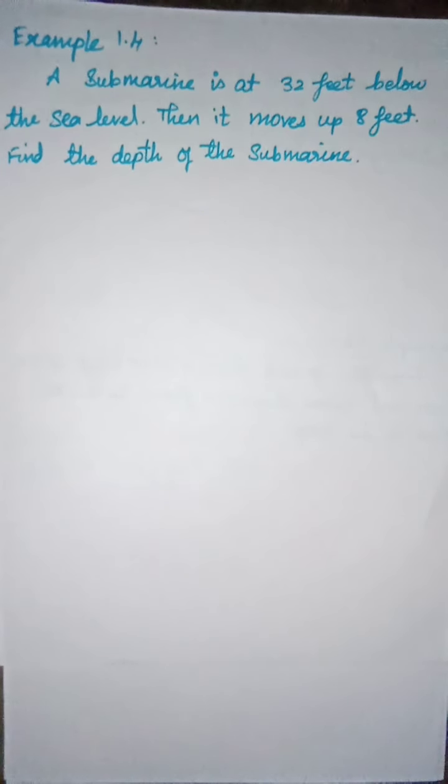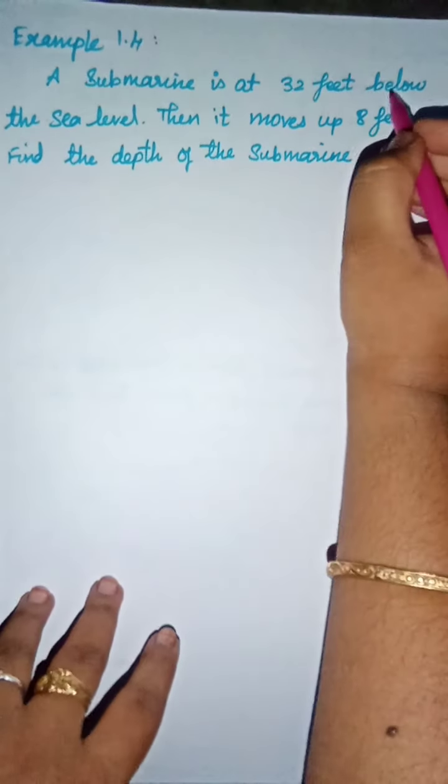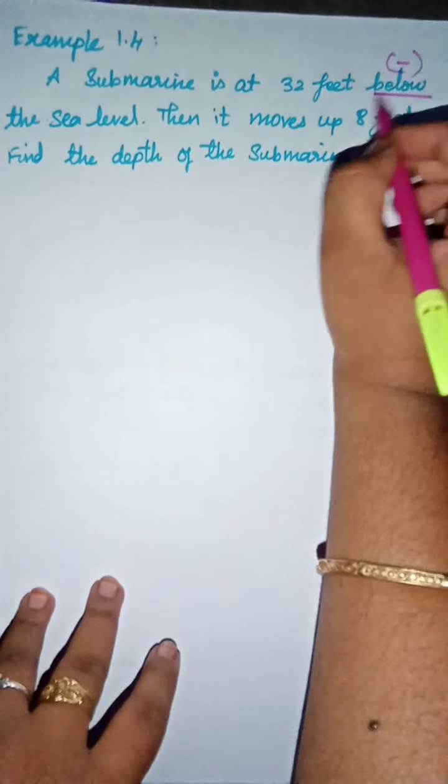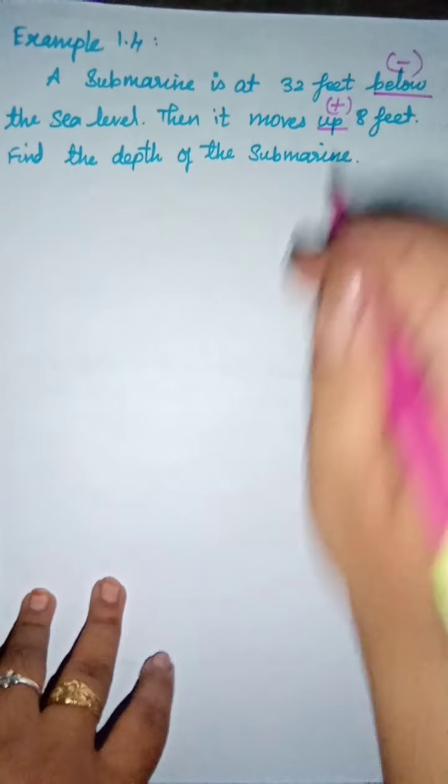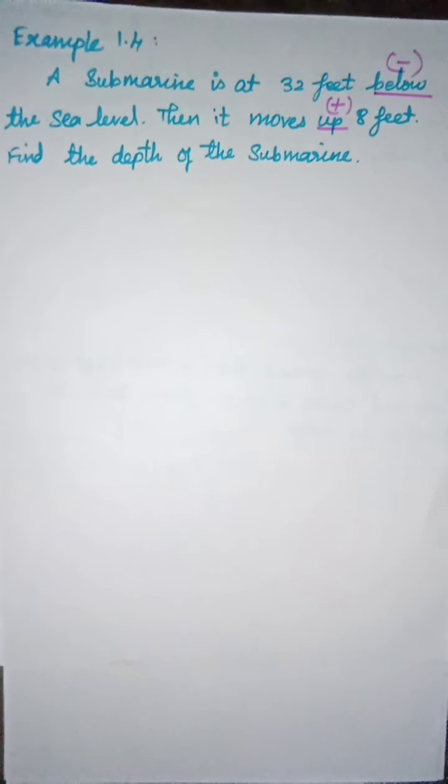Okay, now how do we have to convert? First listen: here, below means it should be in subtraction form, and up means it should be in addition form. Whenever below comes, that is in subtraction, that is in negative form. Up means it is in positive form.